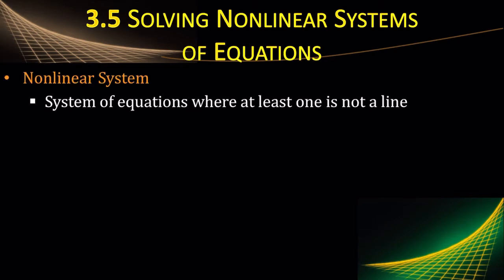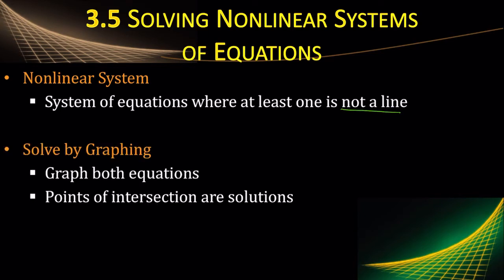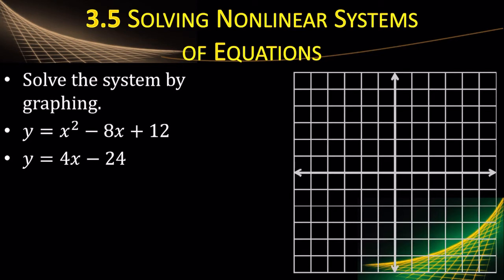A nonlinear system is a system of equations where at least one of the equations does not make a line. Hence, it's nonlinear, not line. And we could solve by graphing, which would be graph both equations and find the points of intersection. Those points of intersection are the solutions. Let's solve this system by graphing.